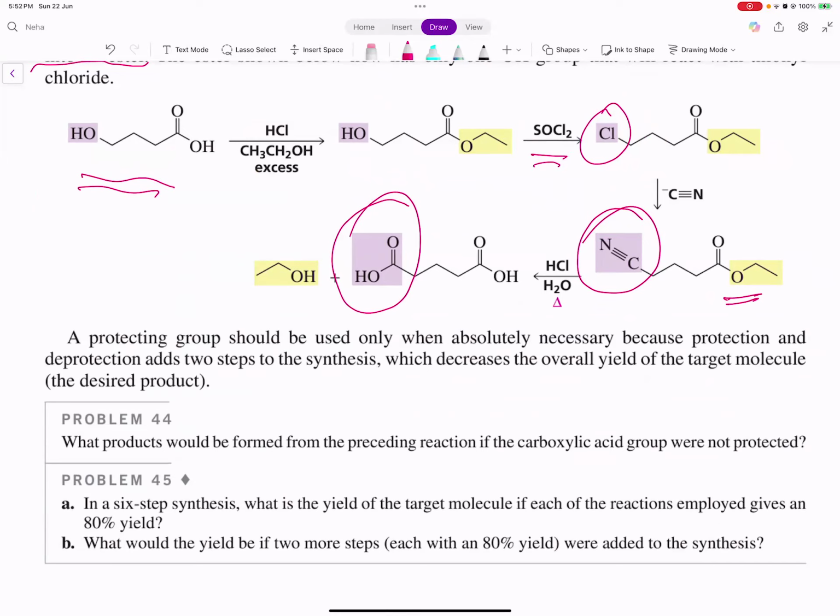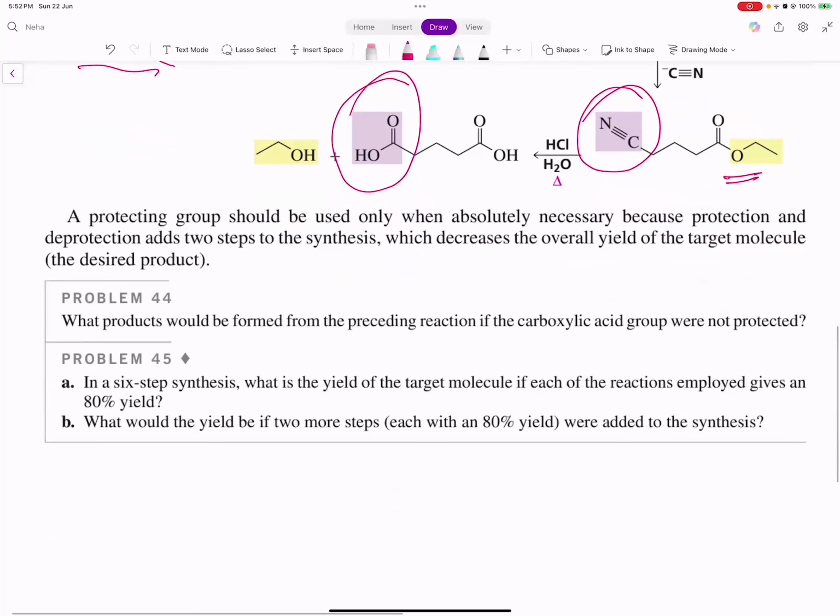Anyways, you can do the homework. In a six-step synthesis, what is the yield of the target molecule if each of the reactions gives 80%? Then it is 0.80 to the power 6. See how fast the yield is decreasing. After the first step we get 0.80, then in the second step we get 80% of 0.80, or 0.8 square. In the third step we get 80% of 0.8 square, which will be 0.8 cube. And in six steps, the yield will be quite less than 100%.